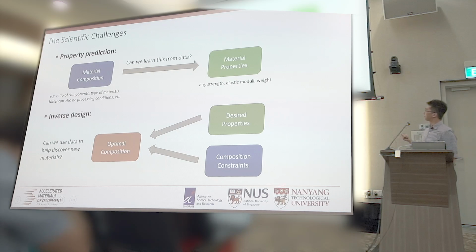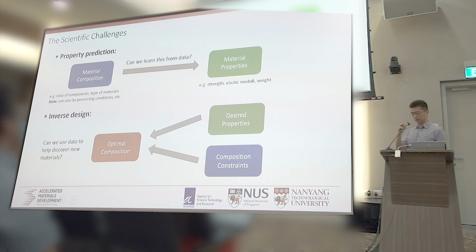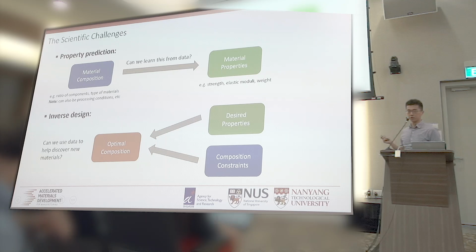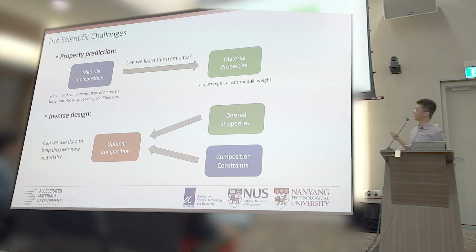But at the same time, you also have some material constraints. For example, some components might be very expensive, and you want to minimize the amount of a particular component you use. And of course, there are a lot more complicated constraints that you can have. So given these constraints and desired properties, the question you can ask is, what can we do in an experiment in order to achieve these desired properties and compositional constraints?